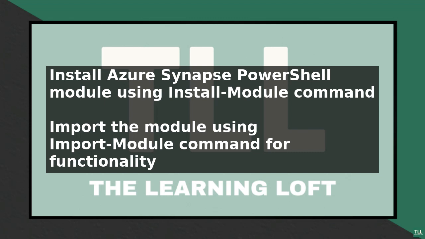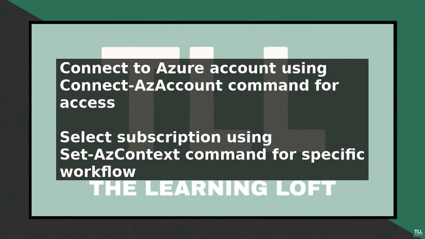To start working with Azure Synapse, you need to connect to your Azure account. You can do this by running the command Connect-AzAccount. After connecting to your Azure account, you can select the subscription you want to work with by running the command Set-AzContext -Subscription <subscription ID or subscription ID>.